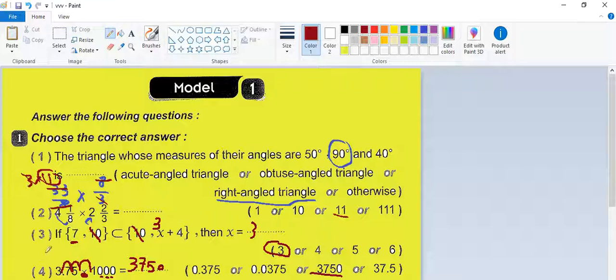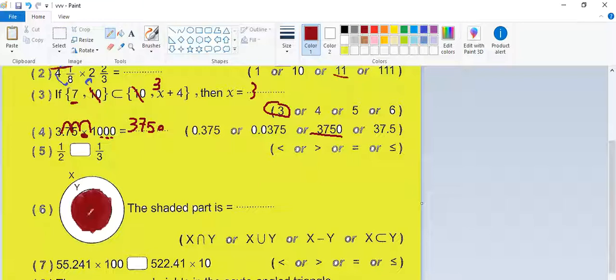Question number 5. He said 1 over 2 or 1 over 3, which is greater here? We'll make a comparison. Here we have a half and a third. What we'll do, we'll say 3 times 1 equals 3 and 2 times 1 equals 2. Which is greater here? Yes, 3, so it will be greater.